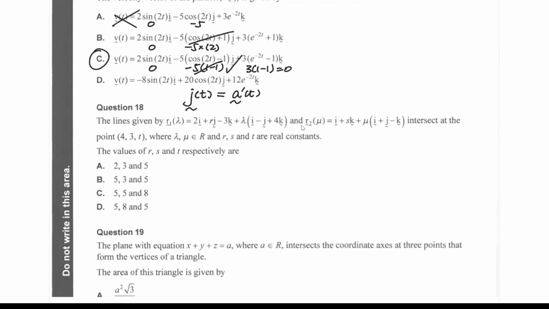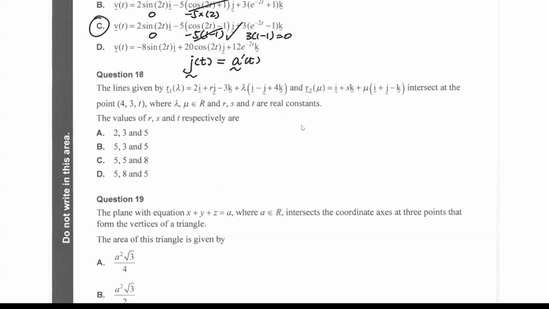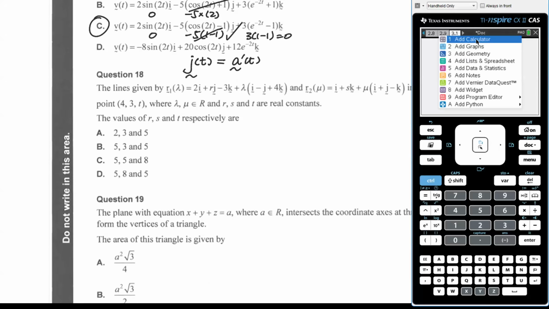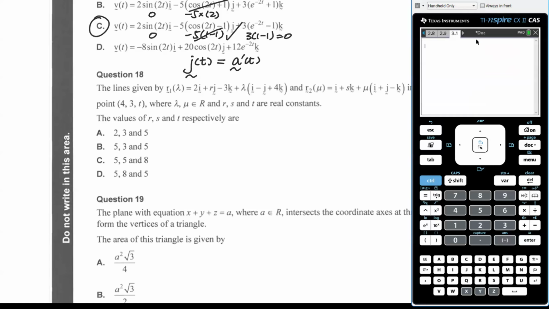Anyway, question 18, we need to make sure that the two lines are intersecting at, let's say, 3t. And now we have r, lambda, s, mu, and t. We have totally five unknowns. What I will do is I'll just add a calculator. So eventually we need the 5 equations.